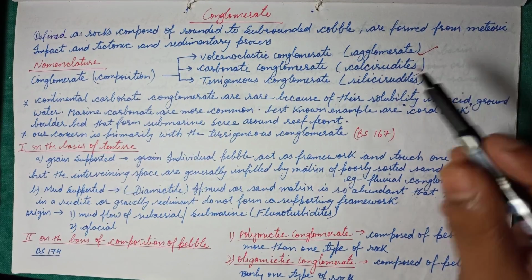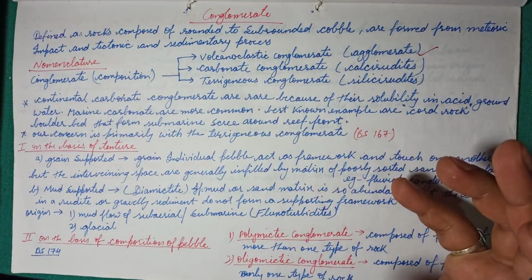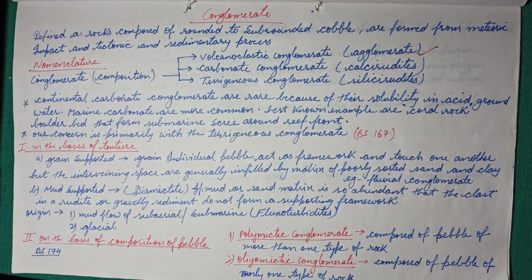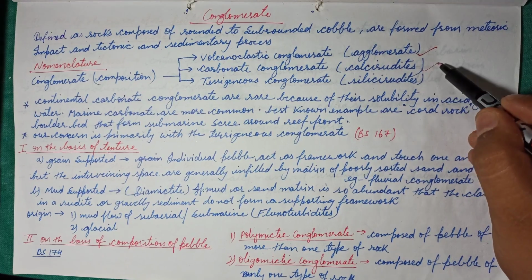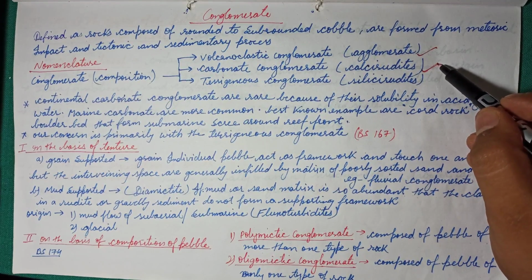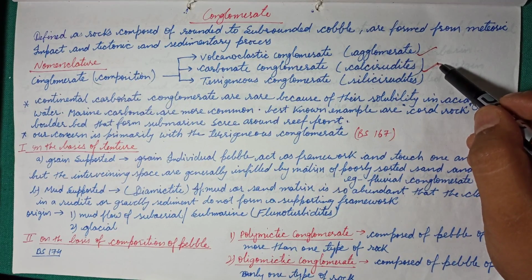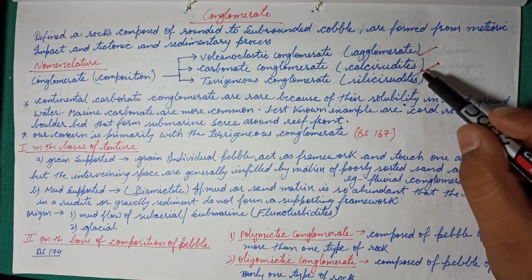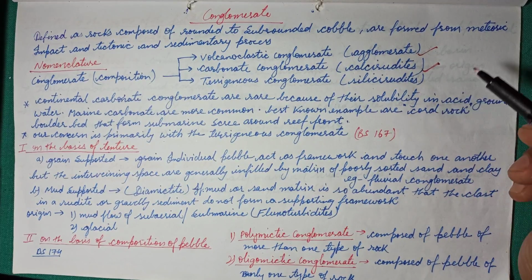Okay, the next one is carbonate. The grains of carbonate will be of size of cobble or greater than that. So this will be carbonate conglomerate, or you can also call it calcirudites. Remember the names are important. Calcirudite, one may ask what is calcirudite. These are carbonate conglomerate.